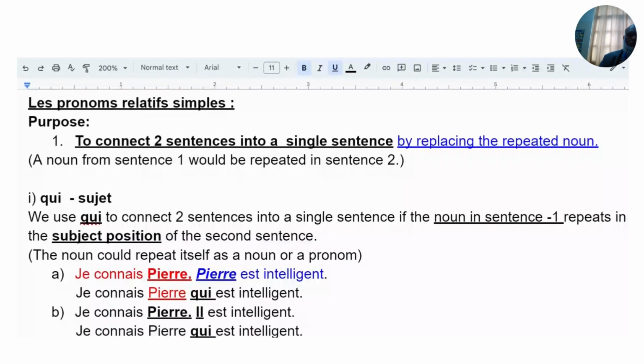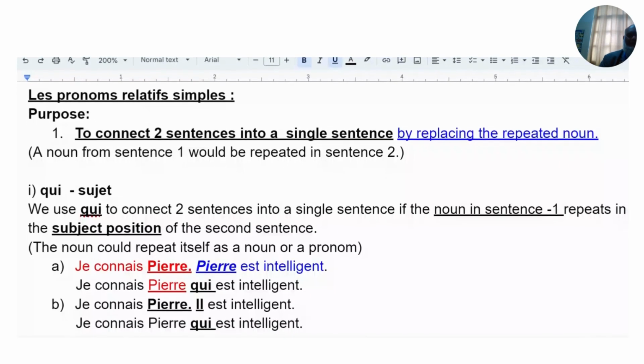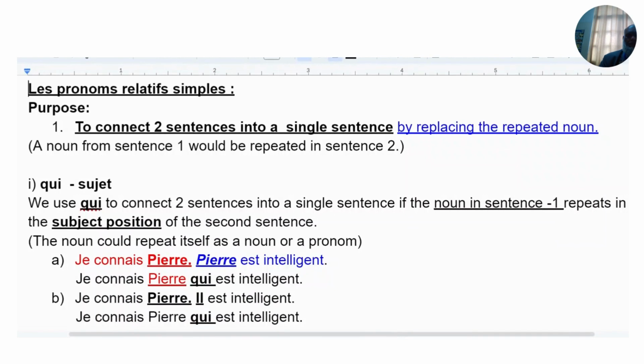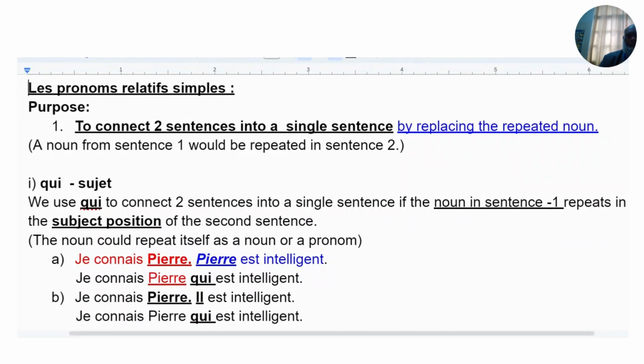We are going to discuss the relative pronouns. By the heading you can understand this one is going to connect two sentences into a single sentence by replacing the repeated noun. How does the fusion of two sentences take place? That means we will have two sentences. A noun from sentence 1 would be repeated in sentence 2. Based on this, a relation is made between the sentences.